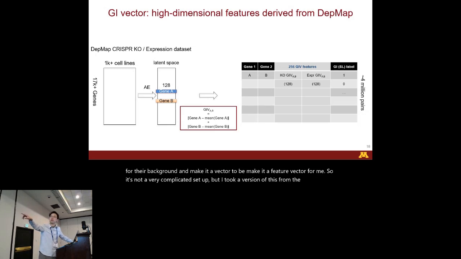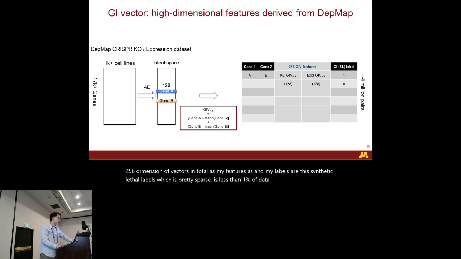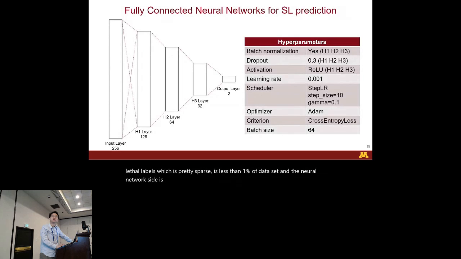So it's not a very complicated setup. I took a version of this from the knockout datasets and another version from the expression dataset, so that I have 256 dimensions of vectors in total as my features. My labels are these synthetic lethal labels, which are pretty sparse, less than 1% of the dataset. The neural network is a fully connected setup with 3 hidden layers. There are some hyperparameters we always want to optimize, so I won't go into details, but I want to show even this kind of setup is good enough to show good performance. You don't have to go to a very large, complicated model.